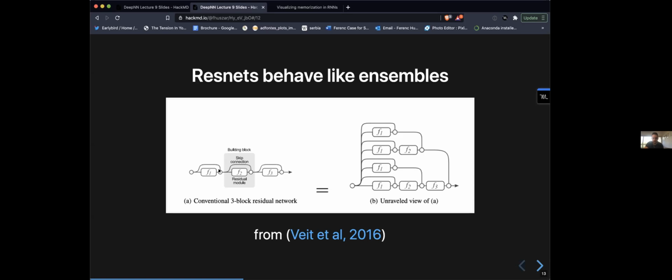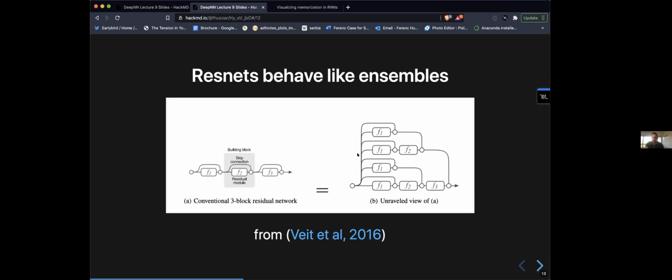And because all of these paths are essentially summed up, these nodes here sum up these different paths, I can equivalently consider this network as being the sum of exponentially many different paths between input and output, which are exponentially many different neural networks that are all summed together to produce the output from the input. So for example, there are 8 different neural networks here.